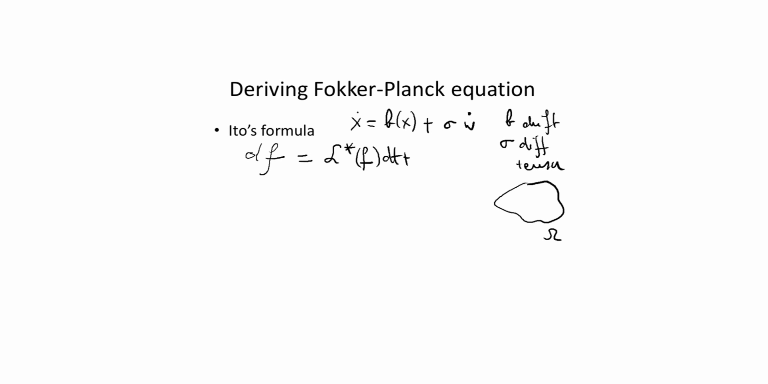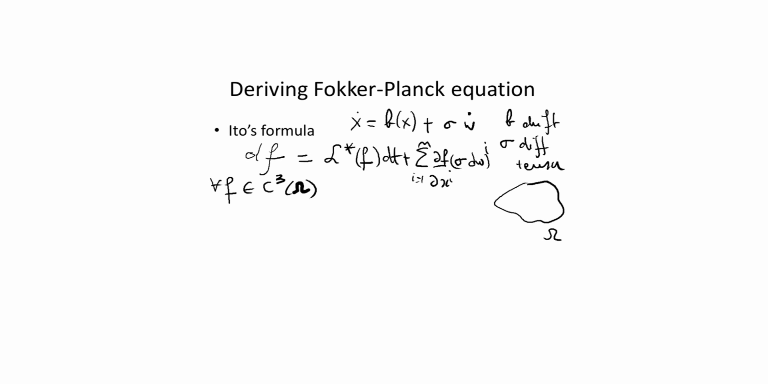dt plus the noise term, which is the sum from 1 to n of the partial derivative of f with respect to xi multiplied by sigma dw_i. So this is true for any regular function f, which is, let's say, at least, we don't really care, at least C3 in omega.